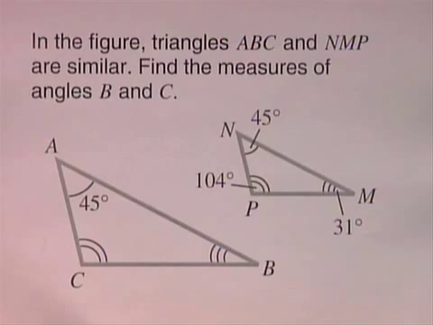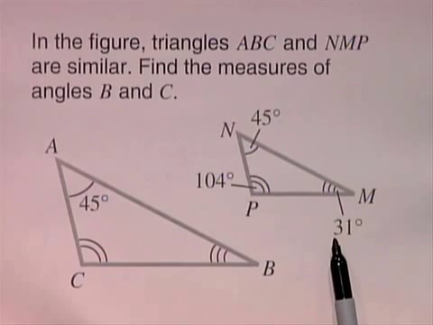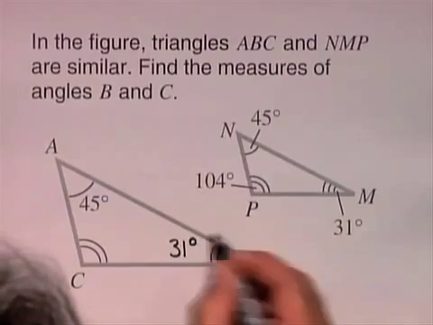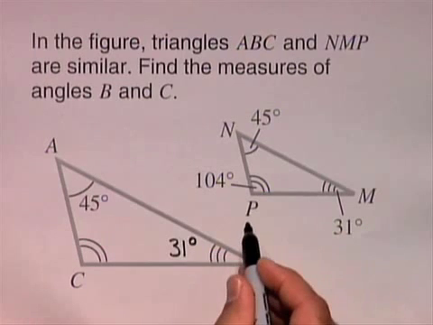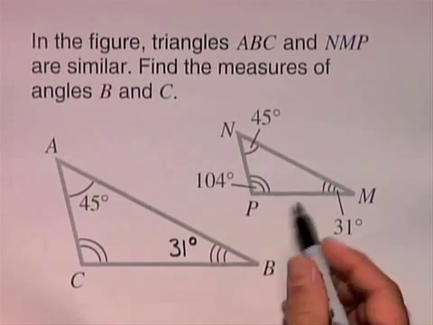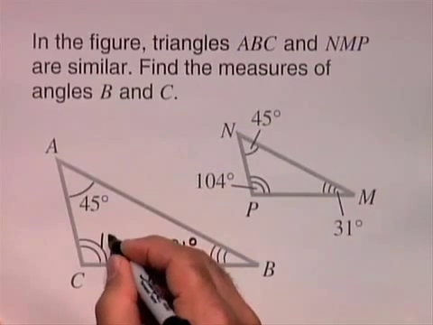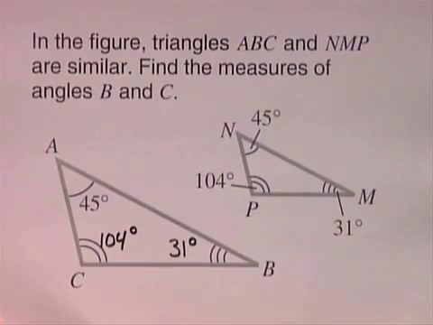So now for angle B, it corresponds to angle M. Angle M is 31 degrees, and therefore angle B is also 31 degrees. Angle C corresponds to angle P. Since angle P is 104 degrees, then angle C is also 104 degrees.